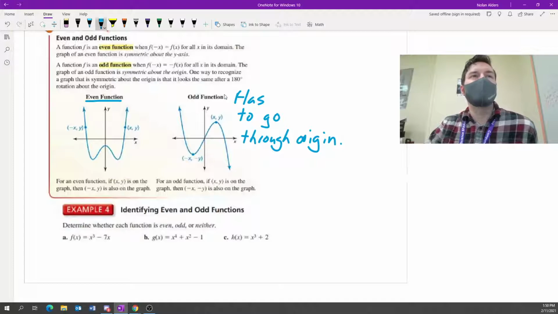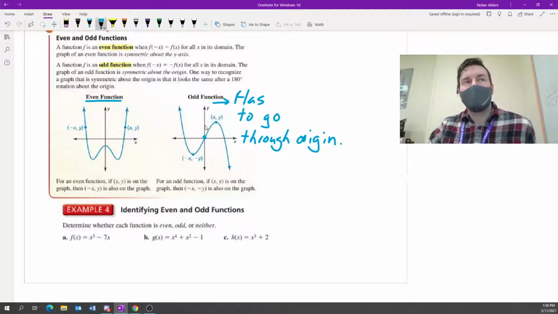So that's an even function. An odd function is also the same on both sides, but one side gets flipped. Notice this is exactly the same as this over here, but it's flipped upside down. That would be symmetric across the origin. So it's exactly the same, but it's flipped. And then we also have this other rule that for odd functions, they have to go through the origin.